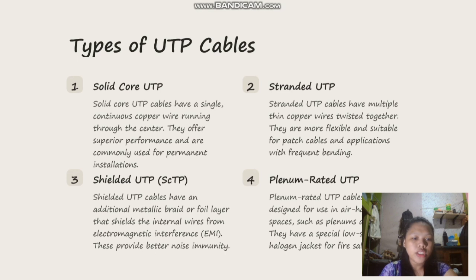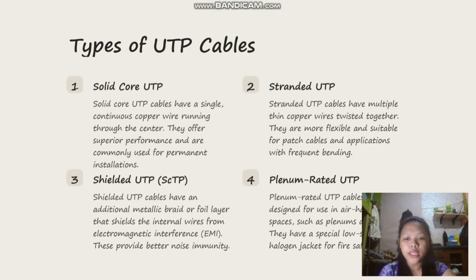Number 3. Shielded UTP. Shielded UTP cables have an additional metallic braid or foil layer that shields the internal wires from electromagnetic interference. This provides better noise immunity.